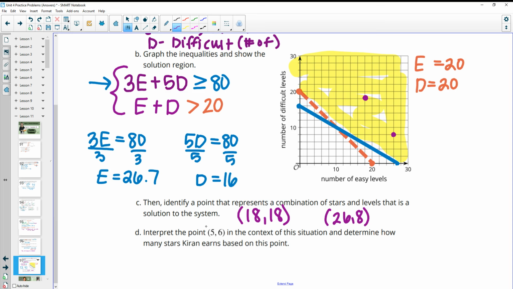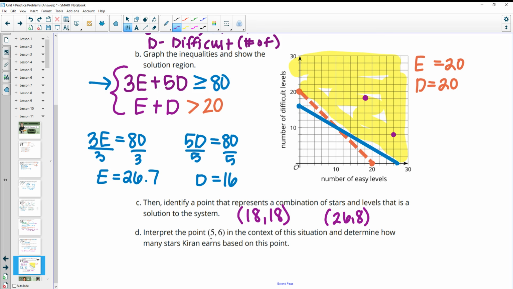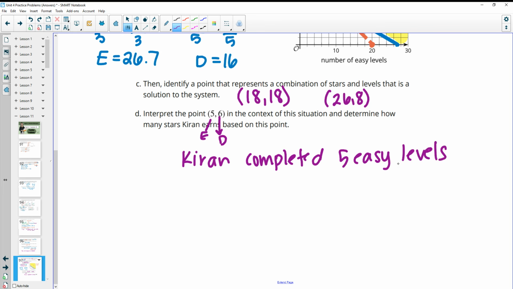Then it says interpret the point 5, 6 in context. Okay, so 5, 6 would mean, so this is the easy levels and this is the difficult levels. So this one tells us that Kieran completed 5 easy levels and 6 difficult levels.